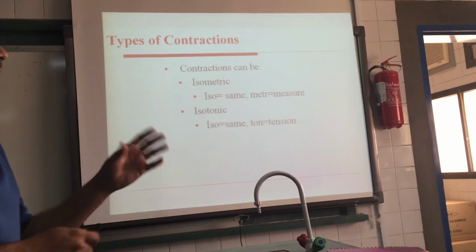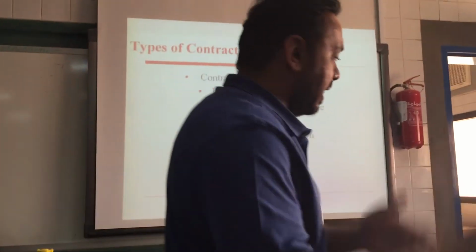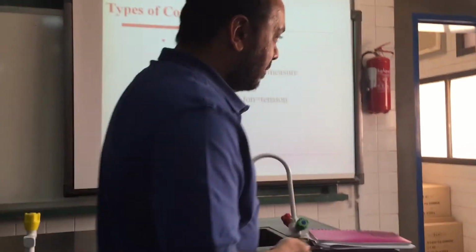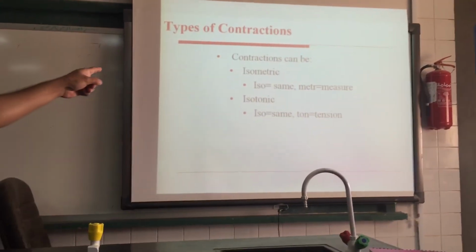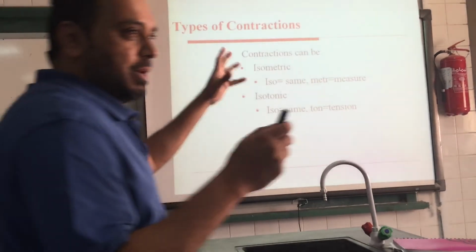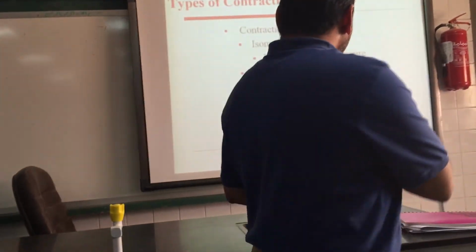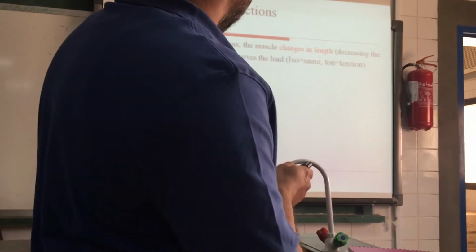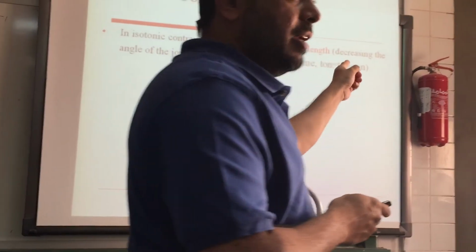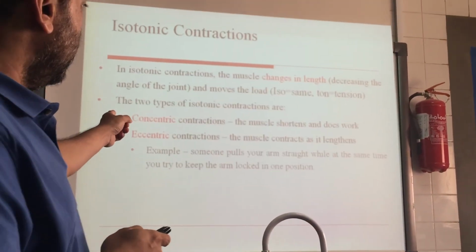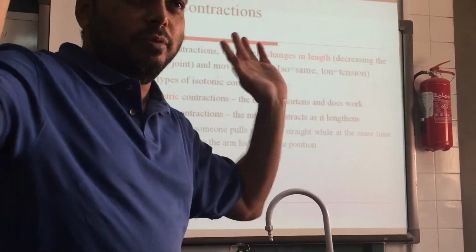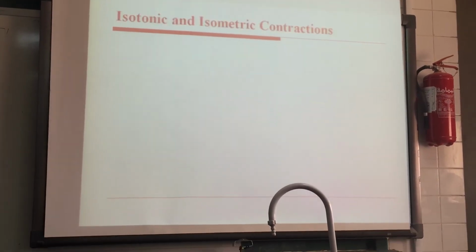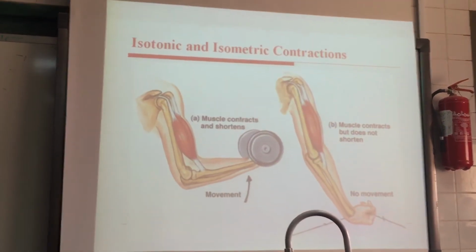Why is it called isometric? Because iso means same, metric means measure or length. The length is not changing. That is why it is called isometric. Tone means tension, so isotonic means change in length. This is for you to read. I will go directly to the last picture here.